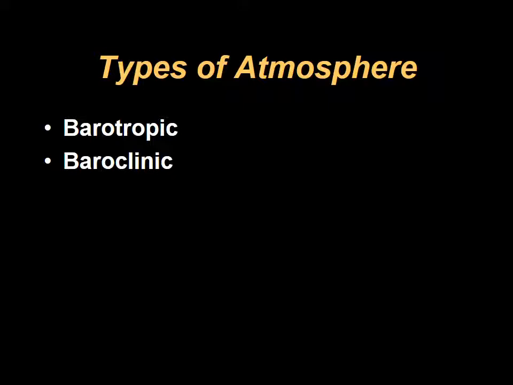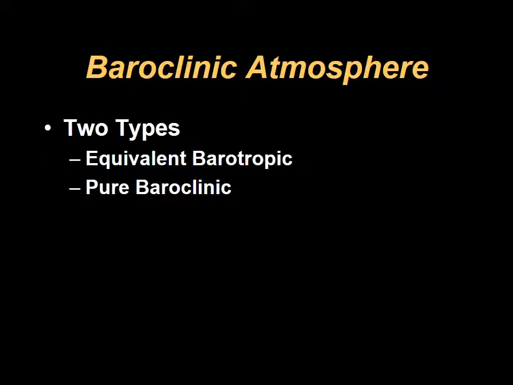In the previous video we talked about barotropic atmospheres. That's where there's no temperature gradient on a constant pressure chart. In a baroclinic atmosphere, there is a temperature gradient, but there are two special types of baroclinic atmospheres. There is the equivalent barotropic and the pure baroclinic, or just baroclinic. So we're going to spend some time in this video and the next video looking at equivalent barotropic atmospheres.